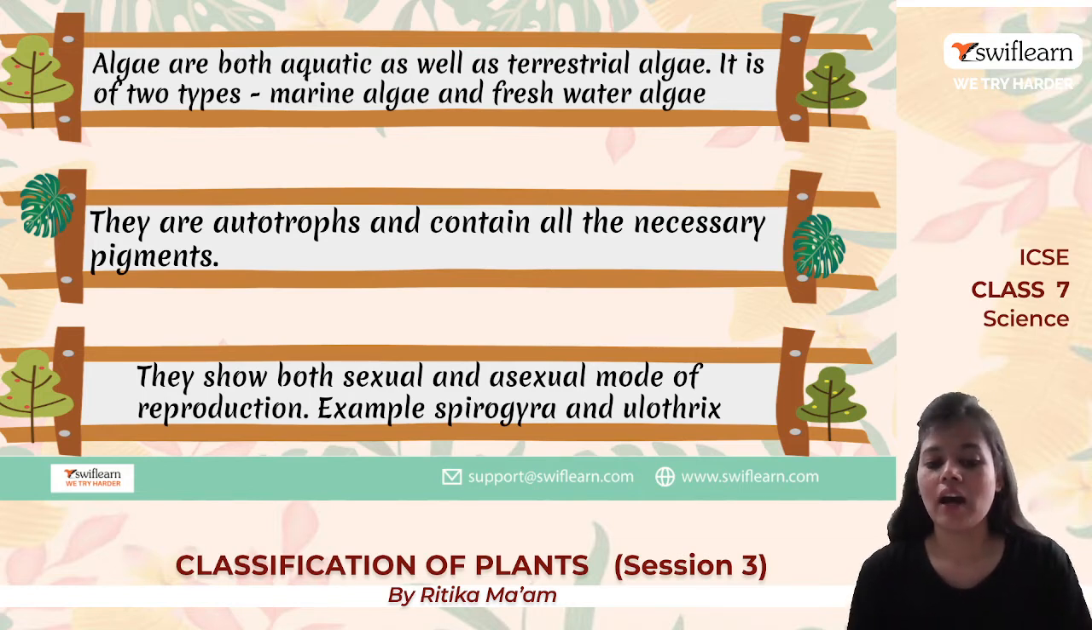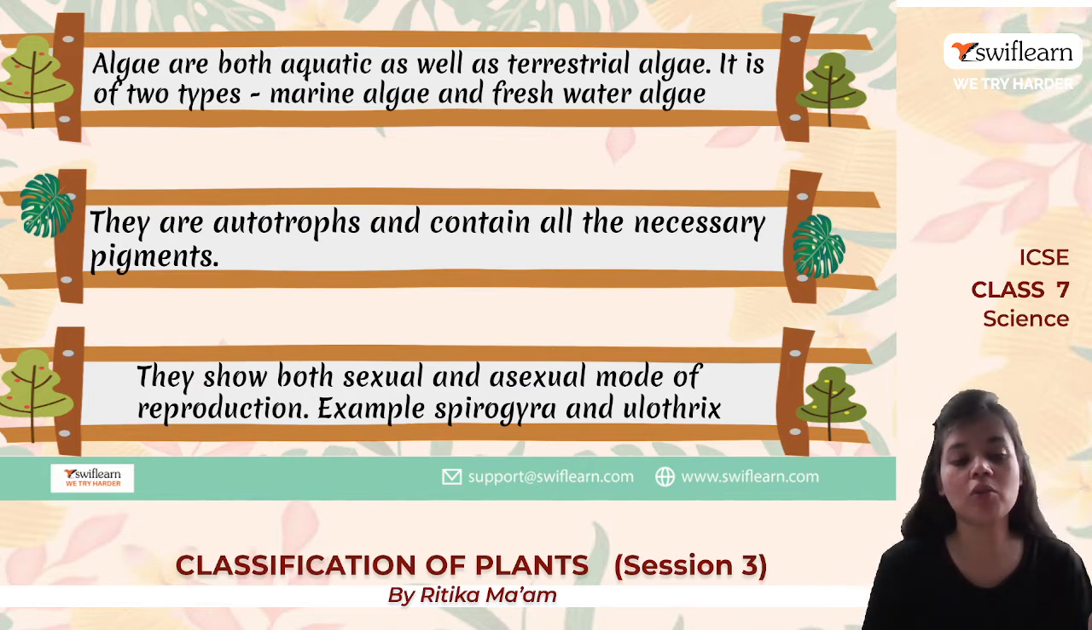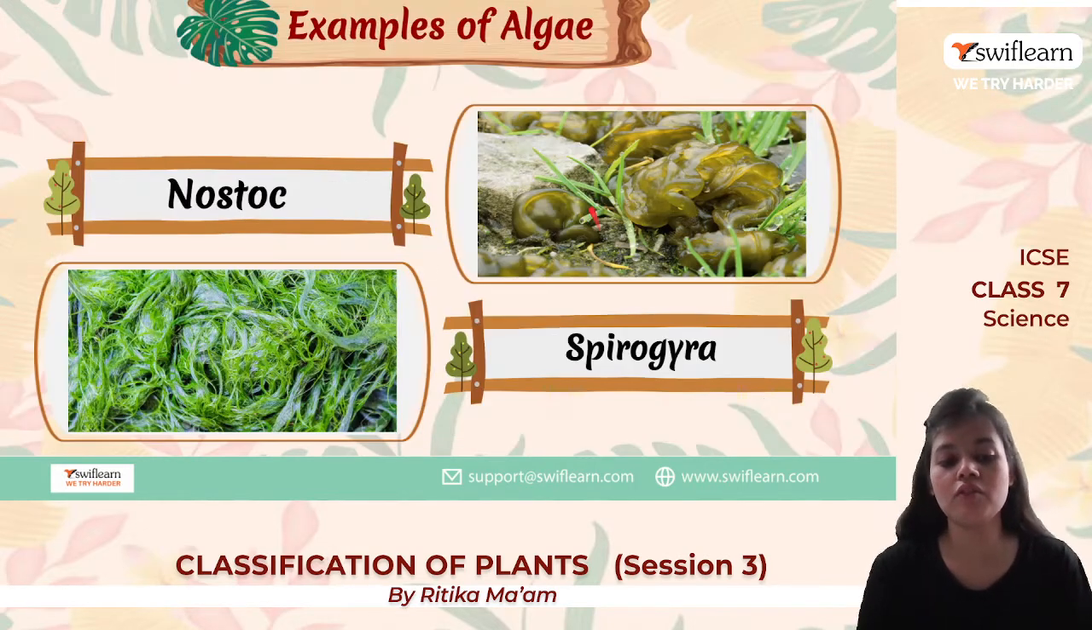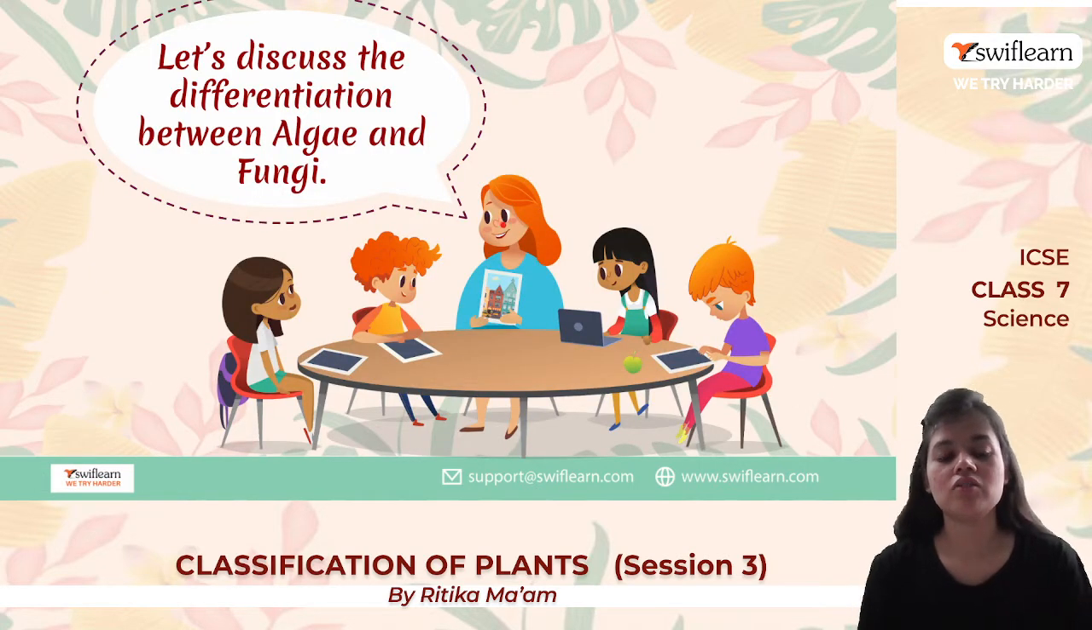If I talk about some of the examples, we have Spirogyra and Ulothrix. They can show sexual and asexual modes of reproduction. So these are some of the examples of algae. Nostoc, you can see it here. Then Spirogyra, which is a very sticky kind. Then diatoms, duckweed. So these are some of the examples.